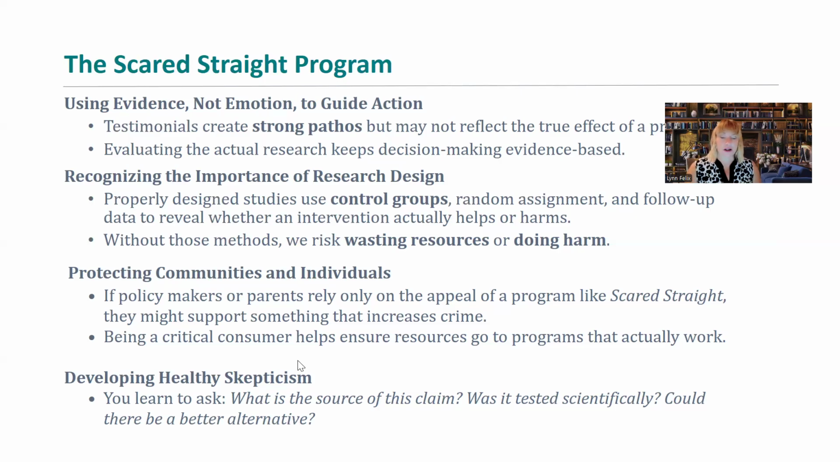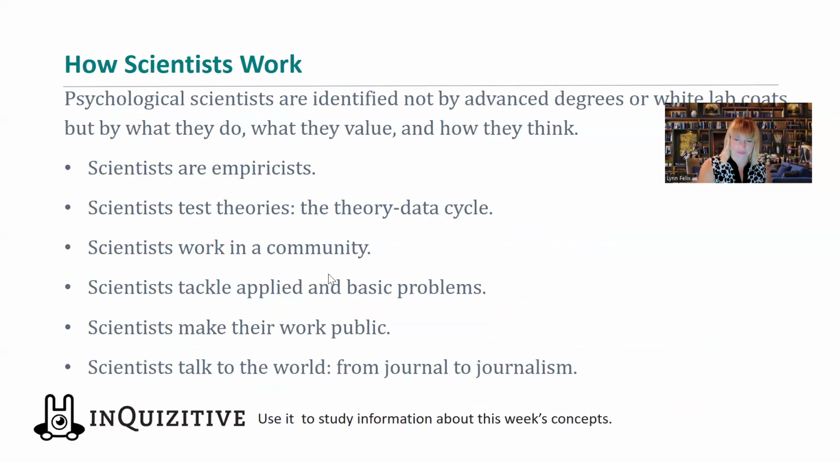And then finally, protecting communities and individuals. If policymakers or parents rely only on the appeal of a program like Scared Straight, they might support something that increases crime. Being a critical consumer helps ensure resources go to programs that actually work. And then finally, developing healthy skepticism. You learn to ask, what is the source of this claim? Was it tested scientifically? Could there be a better alternative to the Scared Straight program?